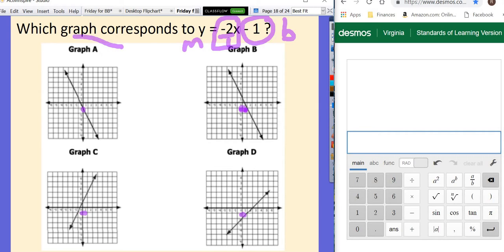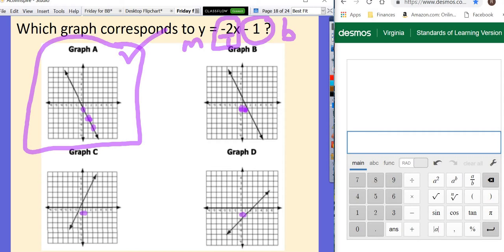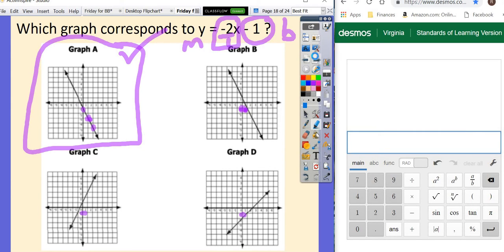But I'm going to go ahead and count the slope just to make sure everybody knows how. That's a -2 over 1 slope, which means I'd go down 2 first and then 1 over, which is still on the line. I'd go down 2, then 1 over. So I know for a fact that graph A is the line that corresponds to y equals -2x minus 1.